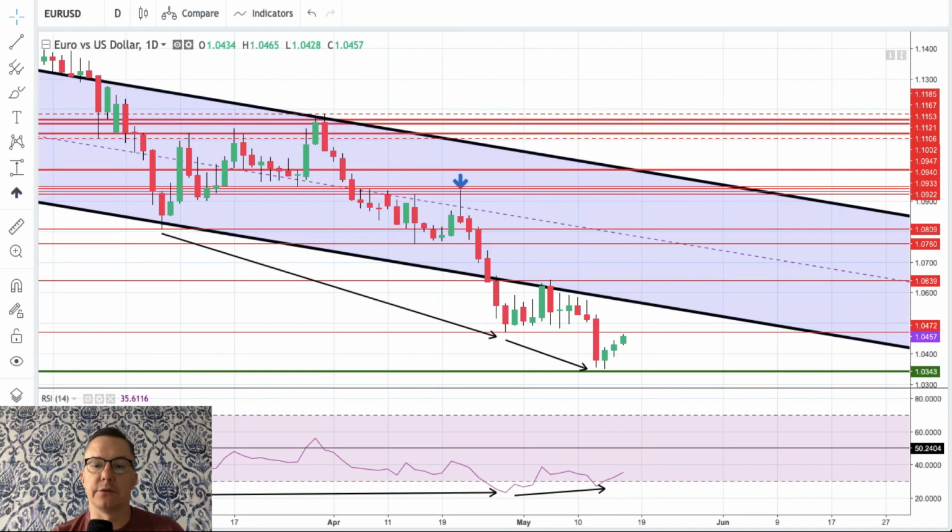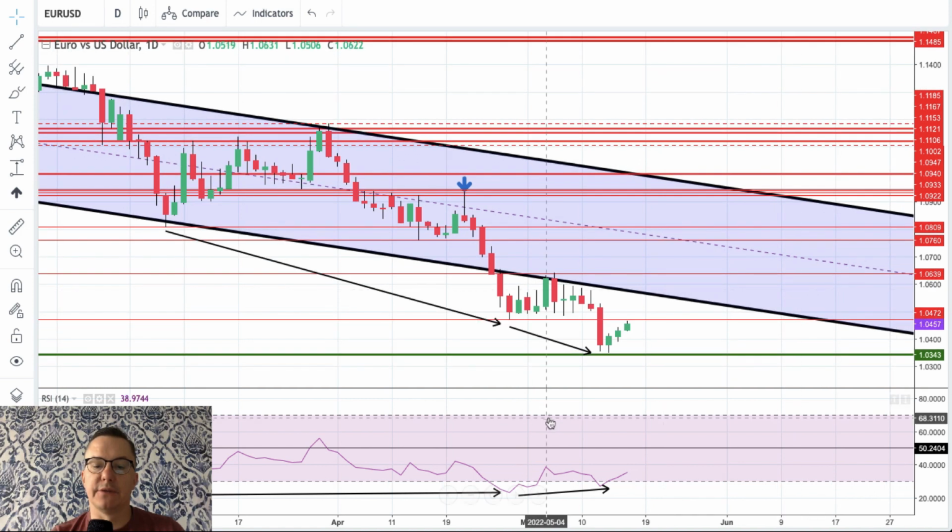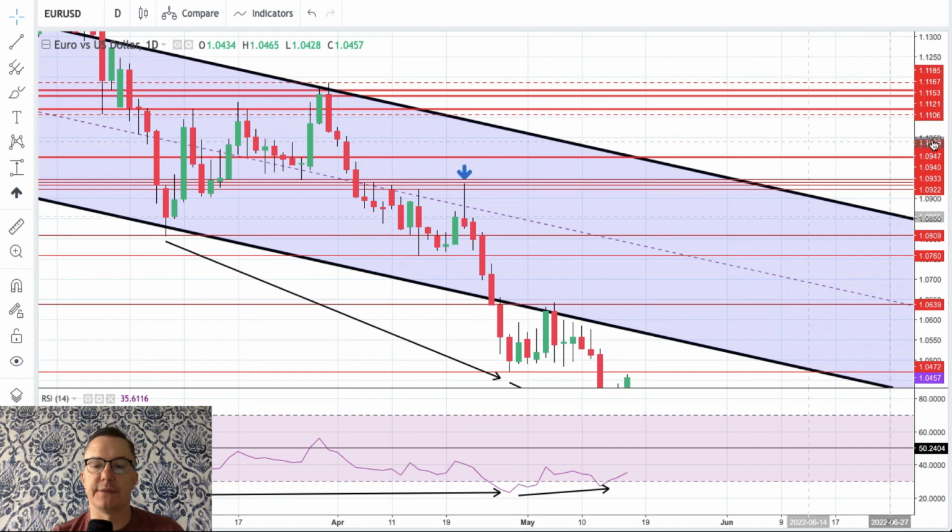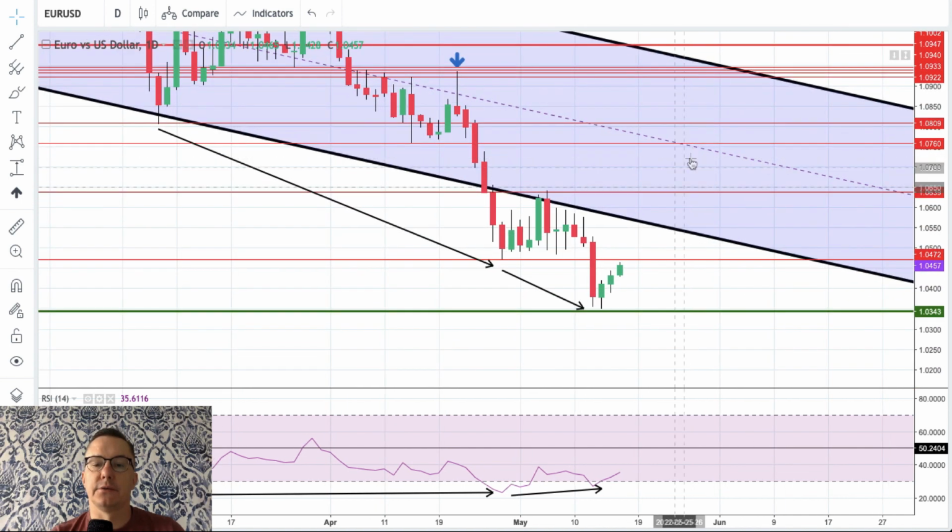So let's take a look at the euro dollar, and as you can see, we got the MACD divergence on the euro dollar, and the euro dollar is trying to bounce. However, we just hit the 1.0472 technical resistance, so it might not be that easy for the euro dollar to bounce higher. Despite this fact, there is still plenty of room for the correction, plenty of space for the bulls to retrace. If they break above 1.0472, the next target is 1.0639, and this will be inside of the descending channel.